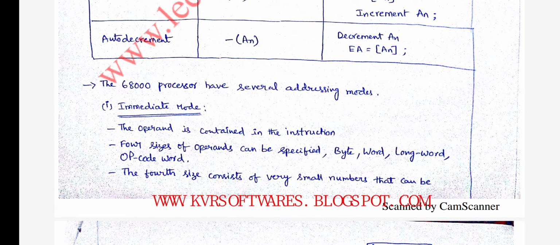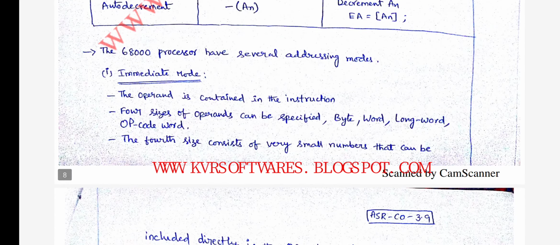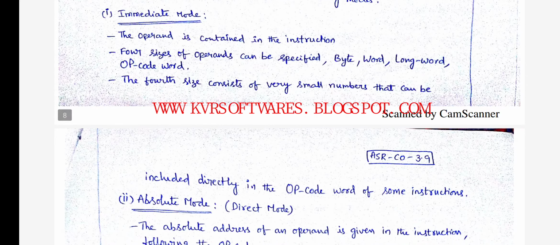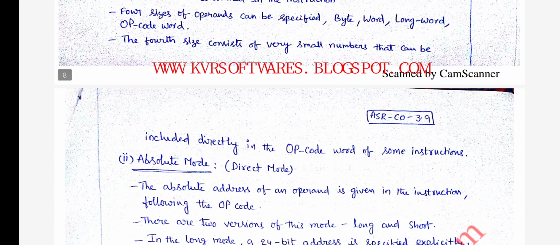The 6800 processor has several addressing modes. Immediate: the operand is contained in the instruction. Four sizes of operands can be specified here: byte, word, long word, opcode word. The fourth size consists of very small numbers that can be included directly in the opcode word of some instructions.